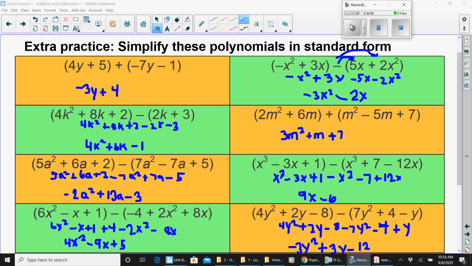Okay, here's all of the answers. Here are the answers, and we have the first one is negative 3y plus 4. Subtraction sign in the middle. That means you have to distribute. You have negative 3x squared minus 2x. Just press pause if I'm going too fast.